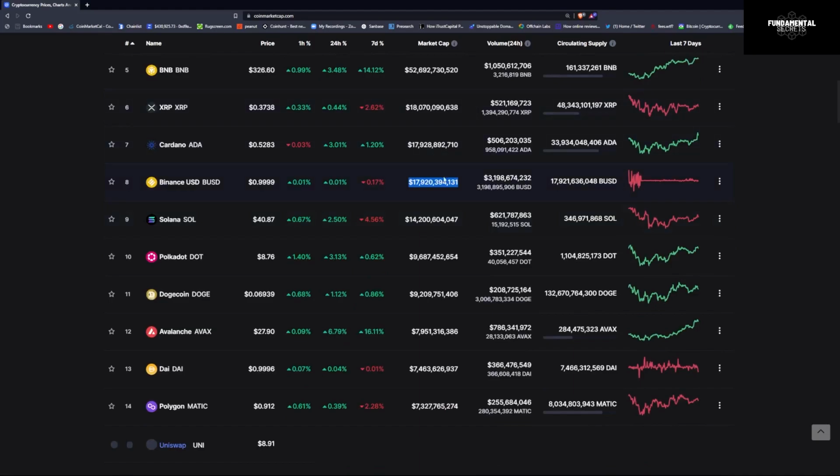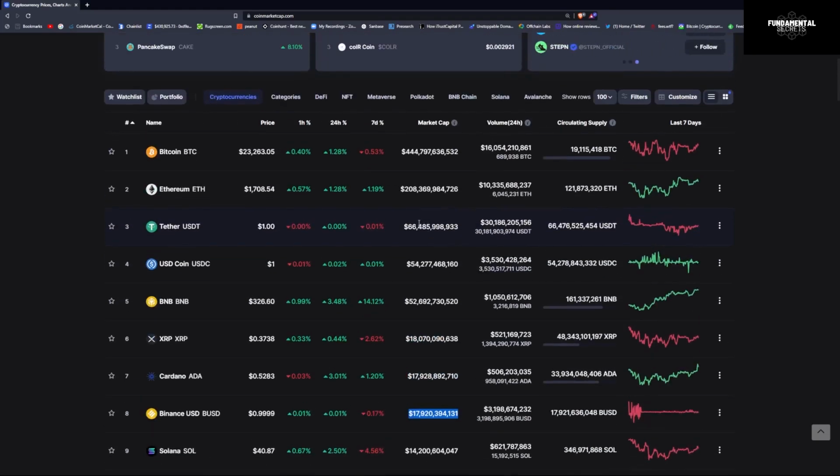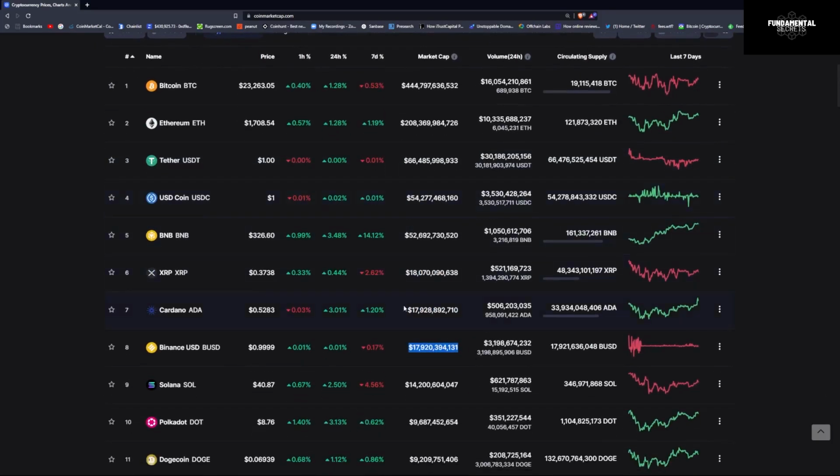Look at all these: 18 billion, 17 billion, 17. Think about this. Consider this. Whoa, where's ADA? 17 billion. All right. ADA, at the top of the bull run, was sitting at a $90 billion market cap. 90 billion. Okay. With a B. It's now sitting at 17 billion.